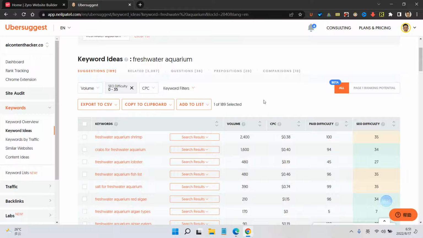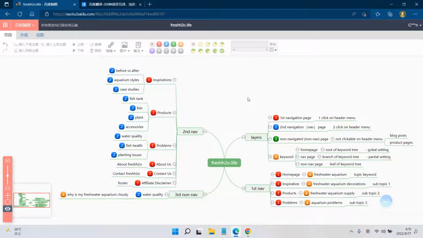In this way, this website is totally different. If I am going to do a website about freshwater aquarium fishing or fish keeping, something like this, and the topic will be freshwater aquarium fish decoration, something like that. And then there will be freshwater aquarium fish keeping supply. Then everything will be changed, right? You need to understand.